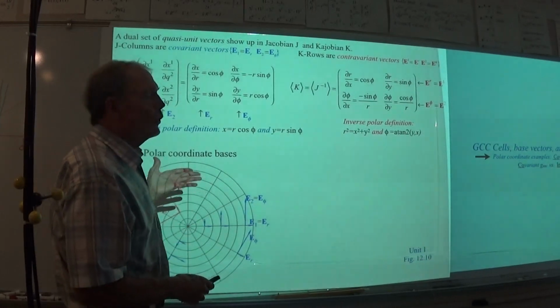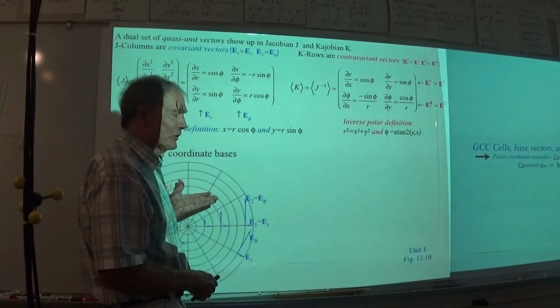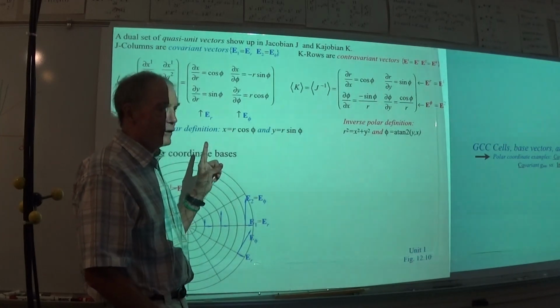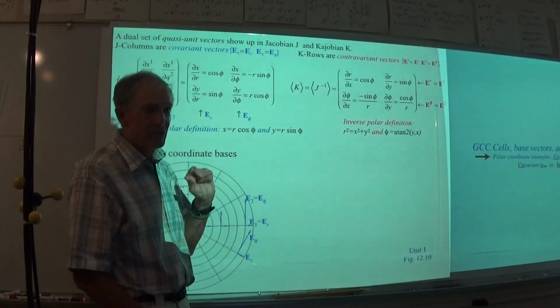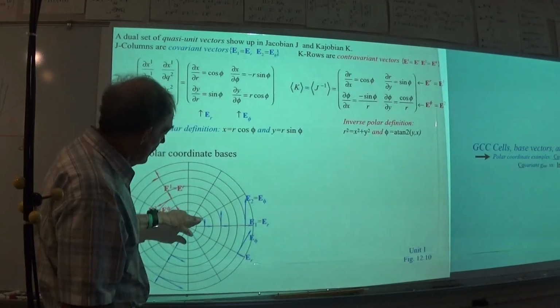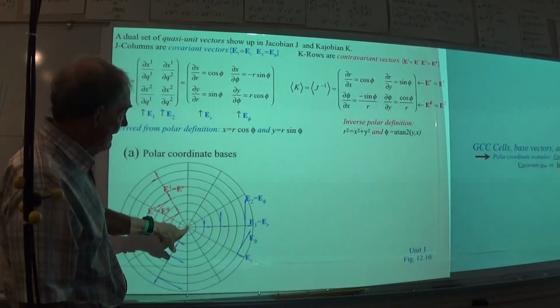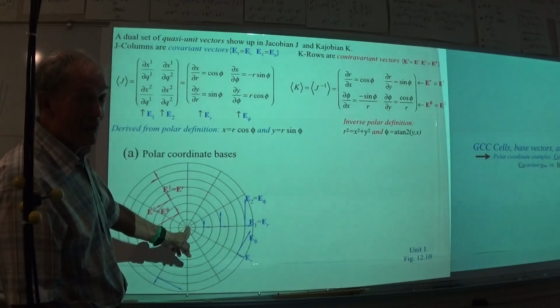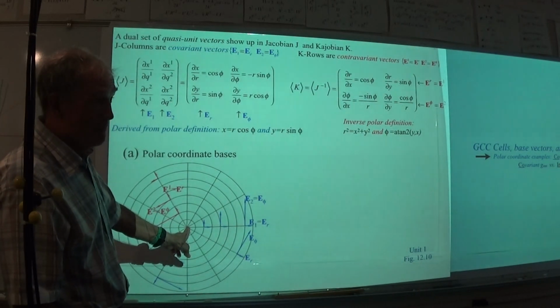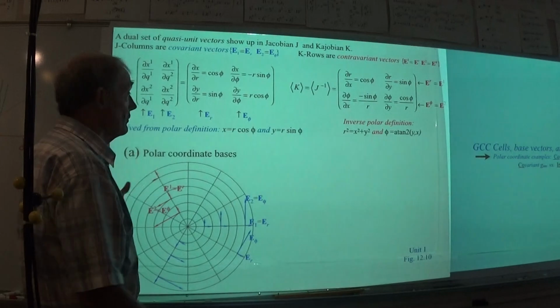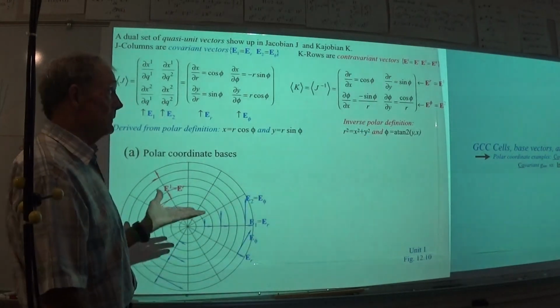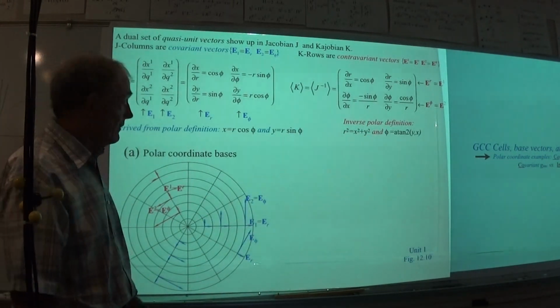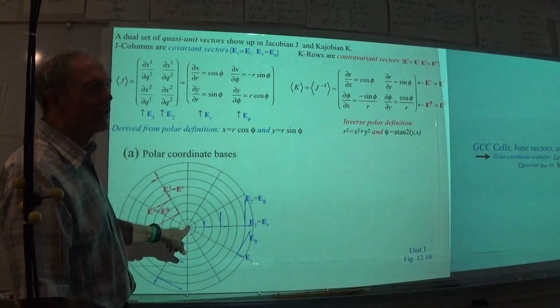This is called an OCC coordinate system. That means orthogonal curvilinear coordinates. And you can see they all meet at right angles except right here. That's a singularity in the Jacobian right there. But everywhere else, to infinity, this is golden. It's just right there that the thing goes berserk.